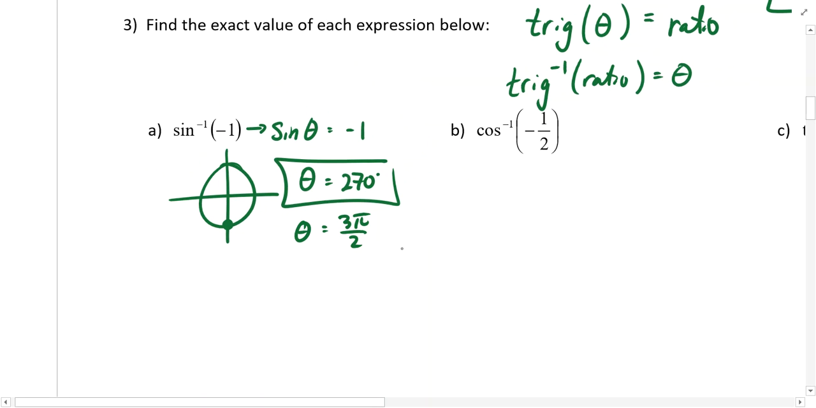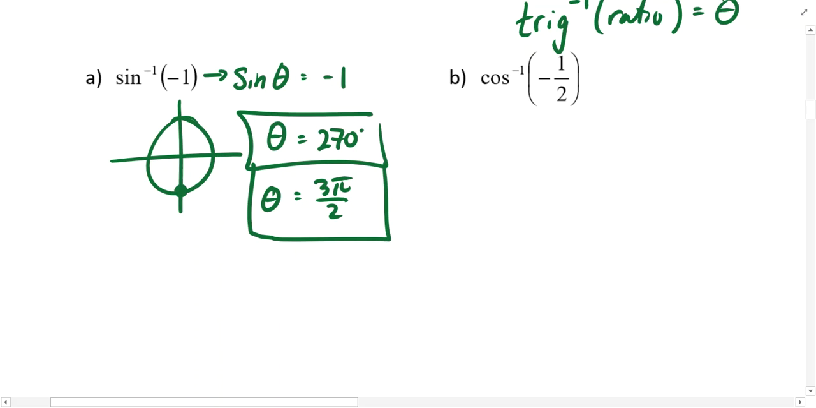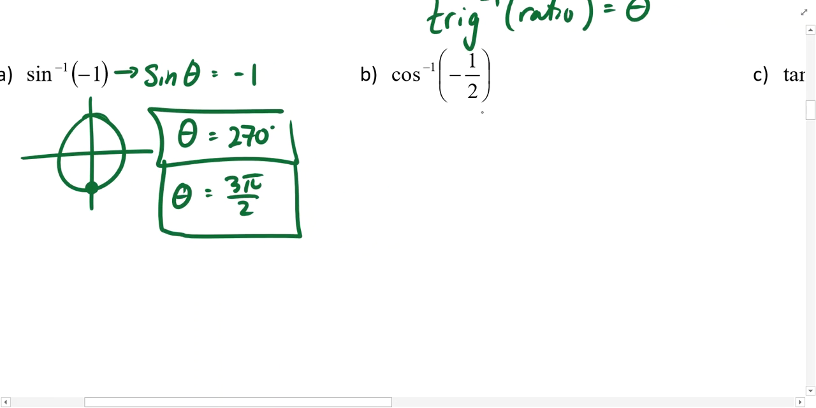The instructions don't specify, but you could also report your answer in radians, or you may be asked to report your result in radians. 3 pi over 2 is the same position. In part B, we're thinking, where does cosine equal -1/2? Cosine inverse of -1/2 implies that we would like to know which angle measure applied to cosine produces a result of negative 1/2.